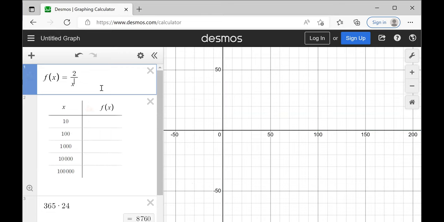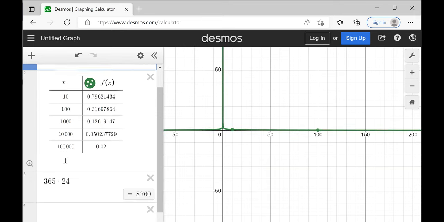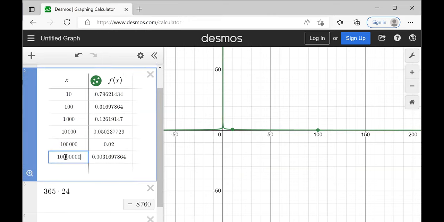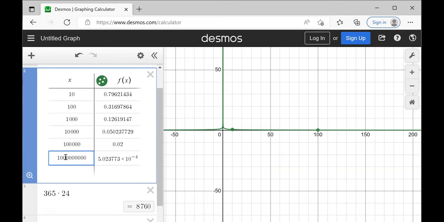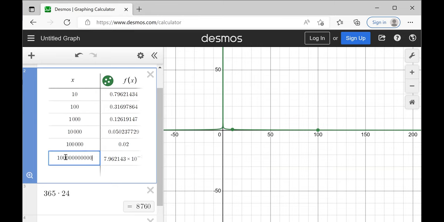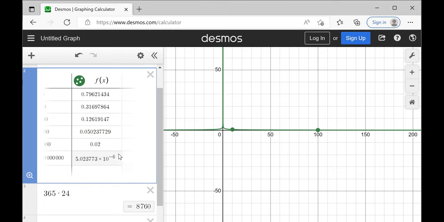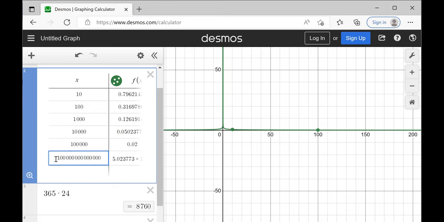If we turn this 3 into a 0.4, well, now it seems like it's taking longer. But as these numbers get bigger and bigger, this fraction is going, let me move this so you can see the number, this fraction is going to 0. It's taking a little longer, but it is happening. 0.000005 by the time x is whatever this is.